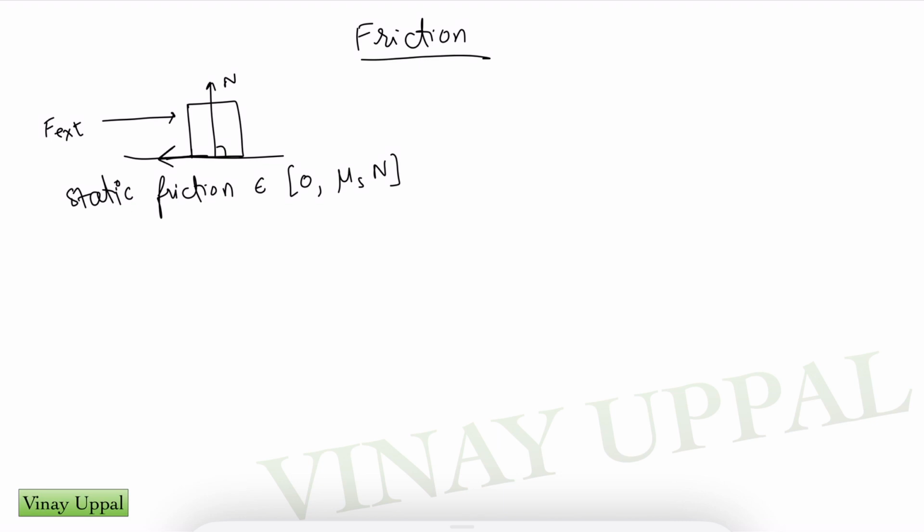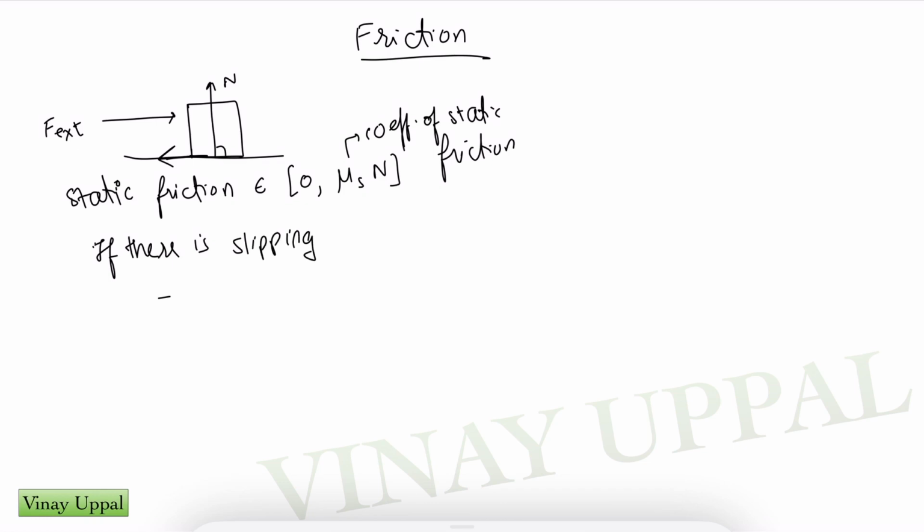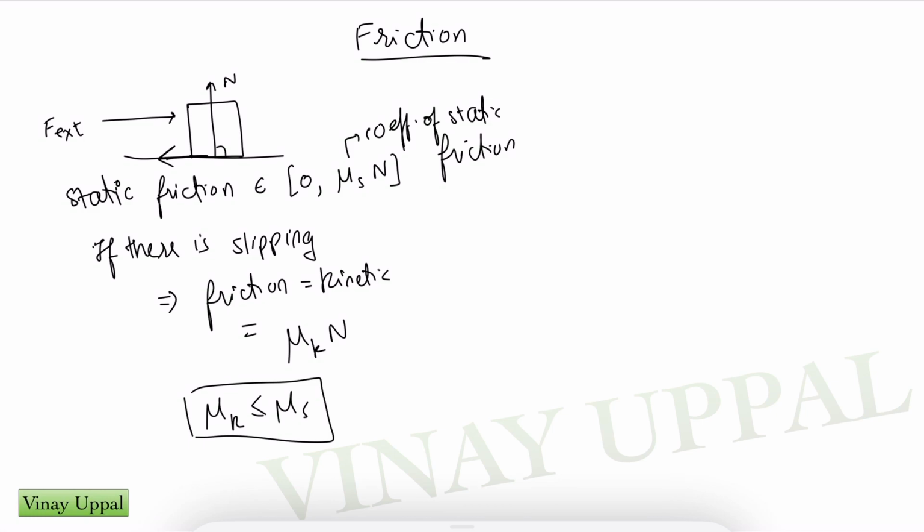A static friction can reach a maximum value of mu s n, where mu s is the coefficient of static friction, and n is of course the normal force. And once the block starts slipping, if there is slipping between the surfaces, then the friction will be kinetic, and its value will be mu k times n, where mu k is the coefficient of kinetic friction. So mu k is always less than or equal to mu s. If in the question they only give mu as the coefficient of friction, they just say the coefficient of friction is, let's say, 0.4, then that 0.4 is a value for both kinetic as well as static.